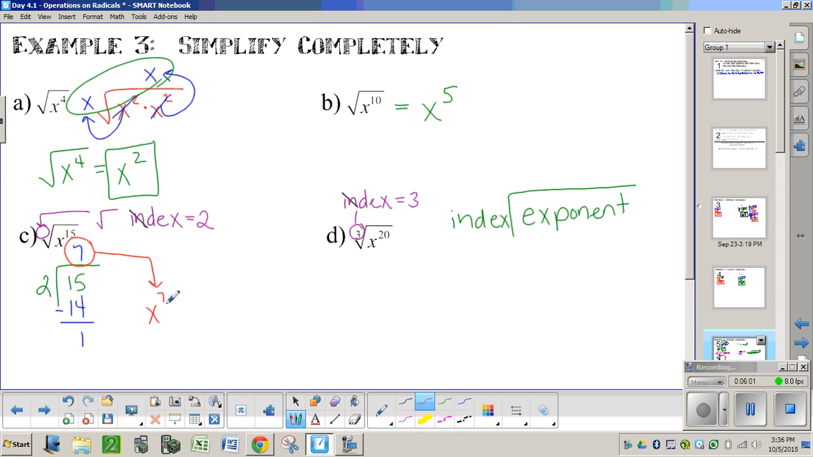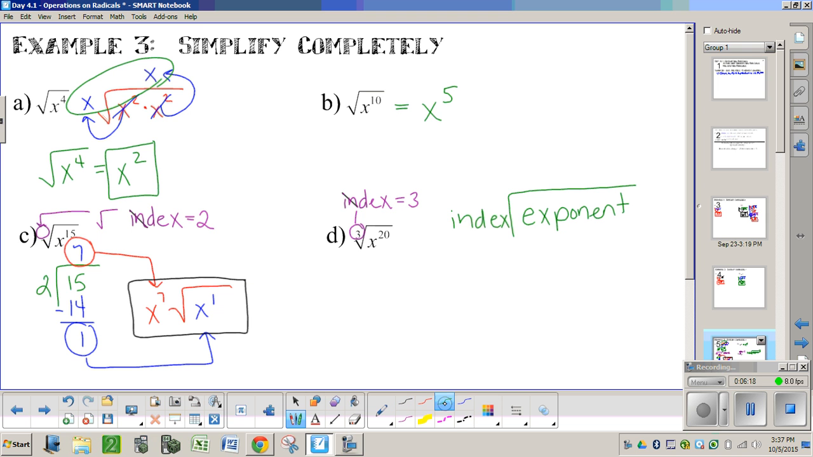So you have x to the 7th on the outside. Whatever your remainder was goes on the inside. So this would just be x to the 1st. So our final answer is x to the 7th times the square root of x to the 1st.